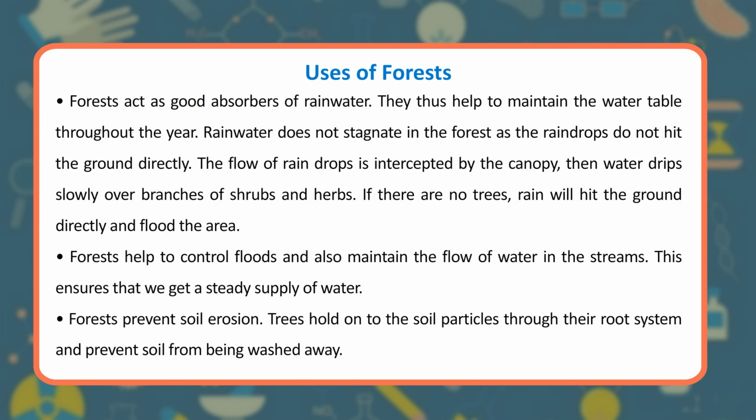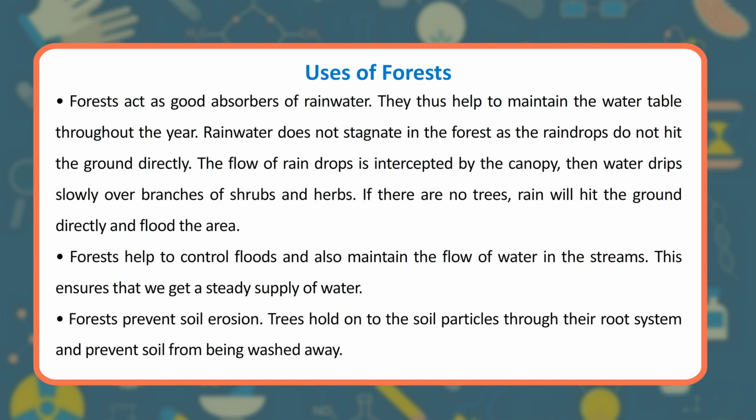Forests act as good absorbers of rainwater. They thus help to maintain the water table throughout the year. Rainwater does not stagnate in the forest as the raindrops do not hit the ground directly. The flow of raindrops is intercepted by the canopy, then water drips slowly over branches of shrubs and herbs. If there are no trees, rain will hit the ground directly and flood the area. Forests help to control floods and also maintain the flow of water in the streams. This ensures that we get a steady supply of water.